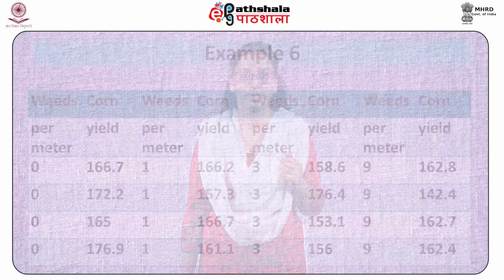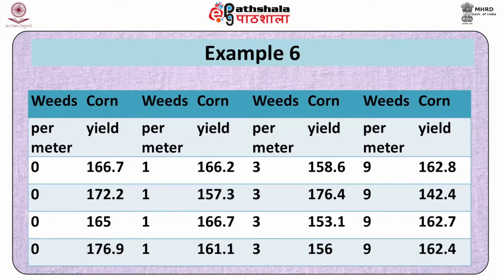Example 6. Lamb's quarter is a common weed that interferes with the growth of corn. A farmer is interested in knowing whether it affects the yield significantly. For this he plants corn at the same rate in 16 small plots of ground and then randomly assigned the plots to 4 groups. He then weeded the plots by hand to allow a fixed number of lamb's quarter plants in each corn plot. These numbers were 0, 1, 3 and 9 in the 4 groups of plots.